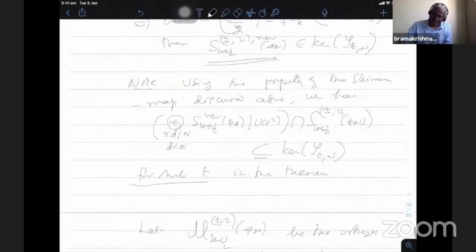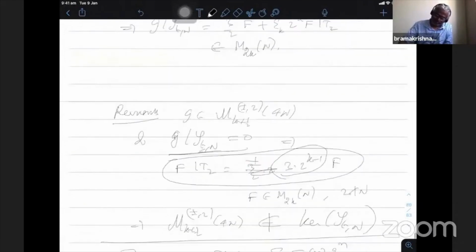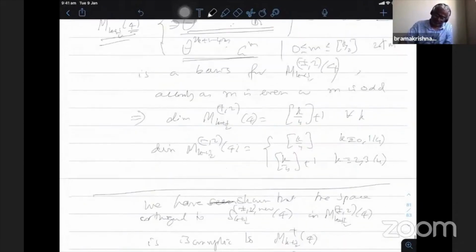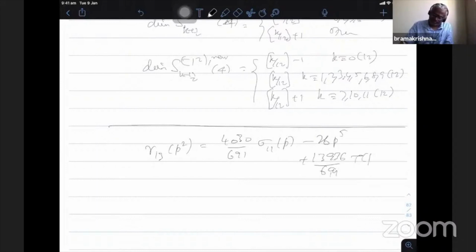And as an application, we get a formula, and therefore one can get other interesting consequences. There are some congruences involving this. As an application, we also retrieve the formula which is already known. Using that, our formula I can get it: 691 sigma_11(p), 26 p^5 plus 139·36 over 691, the Ramanujan tau function. I can get R15, R17, anything, using this.